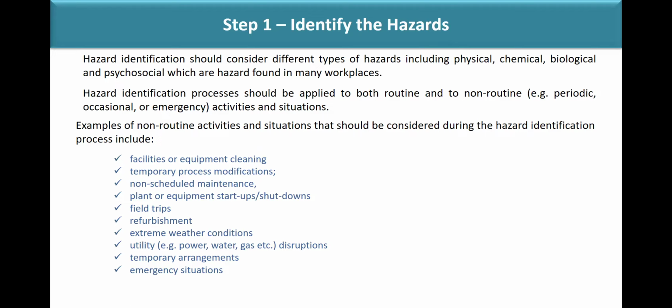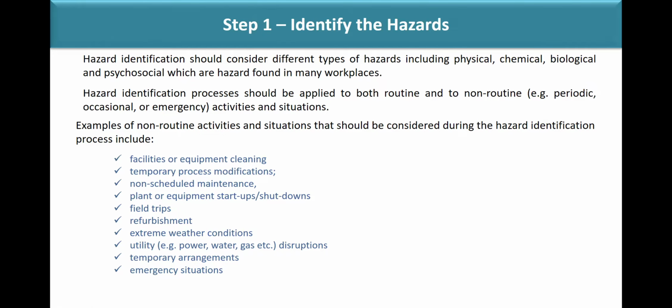Now, step number 1, identify the hazards. So, hazard identification should consider different types of hazards, including physical, chemical, biological, and psychosocial, which are hazards found in many workplaces. Hazard identification process should be applied to both routine and non-routine, so periodic, occasional, or emergency activities and situations.